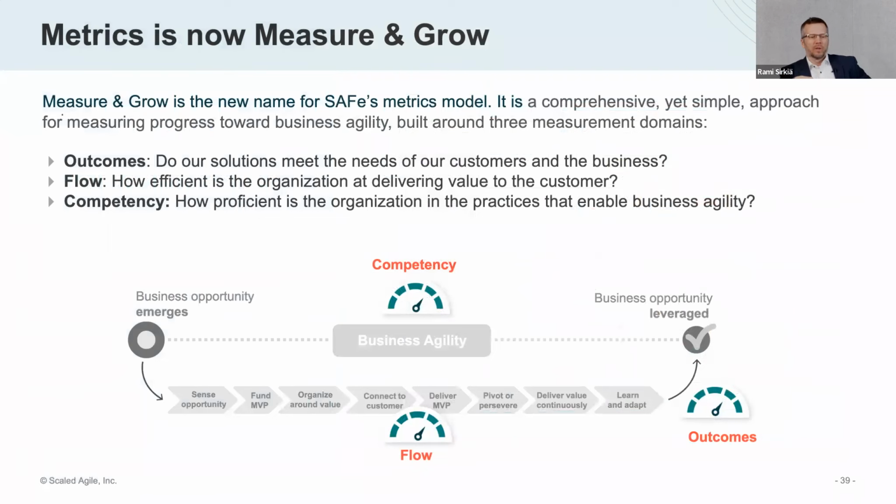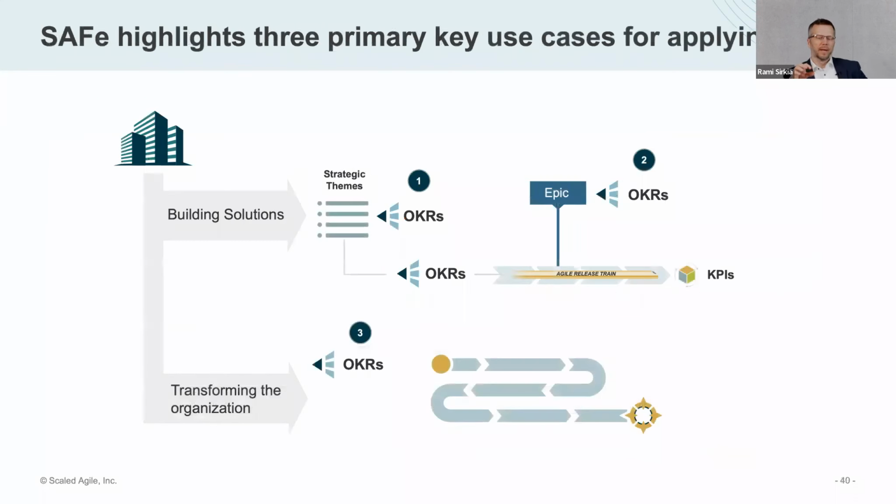Small change here with the metrics. It's called now measure and grow. We still have exactly the same outcomes, flow, and competency as a domain for the metrics. Really good material there. And then these 3 different examples of how we can get the alignment with the OKRs and the content management.